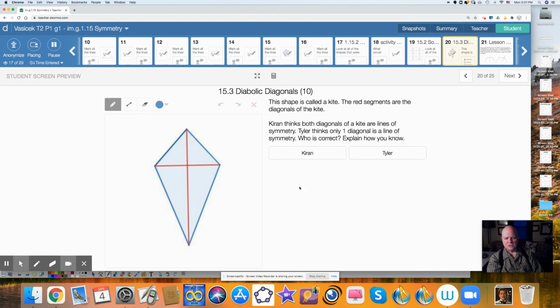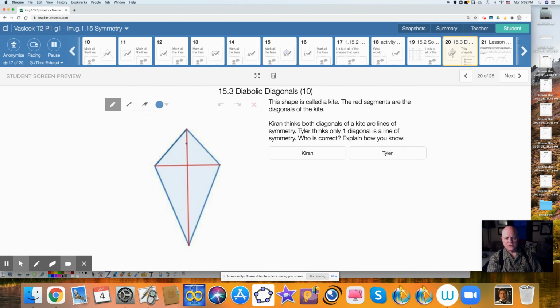Diabolic diagonals. This shape is a kite. That's the name of it. It's called a kite. And Kieran thinks that this has 2 lines of symmetry, the red lines, the diagonals. And Tyler thinks there's only 1 line. Tyler is correct.